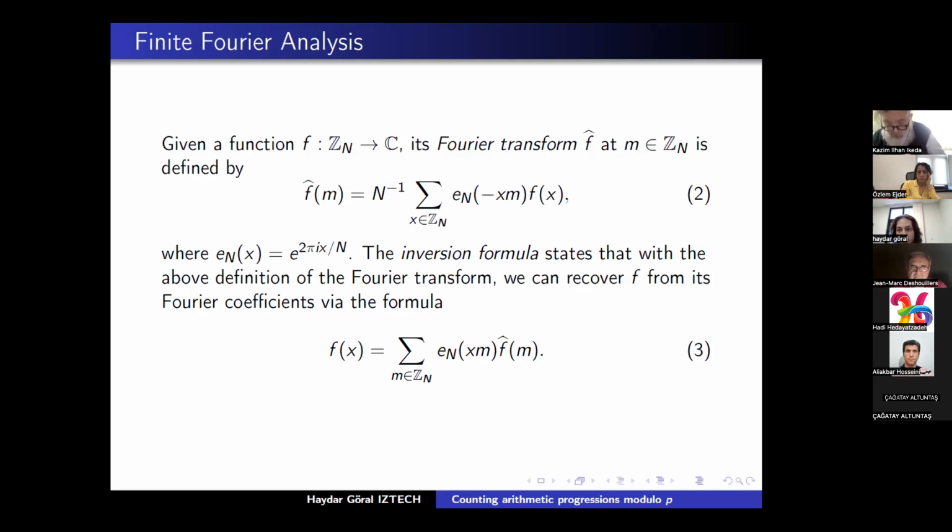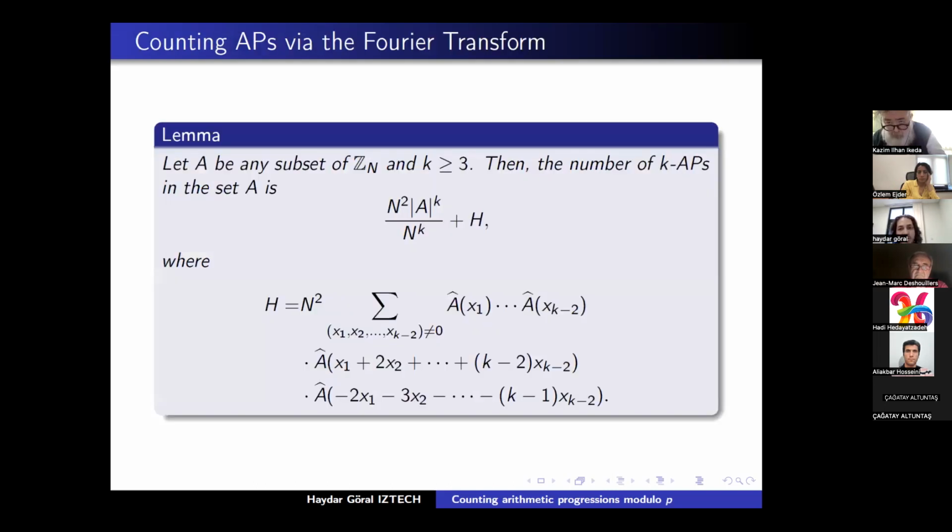Why is it important for this topic? Because you can count arithmetic progressions using the Fourier transform. How? Suppose that you have a subset A of Z_n, and K is the length of the progressions. Then the number of k-term arithmetic progressions in this subset A is given by n squared times the number of elements of A to the power k divided by n to the k, plus some error term.